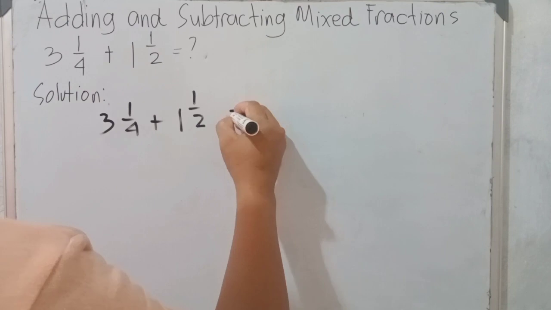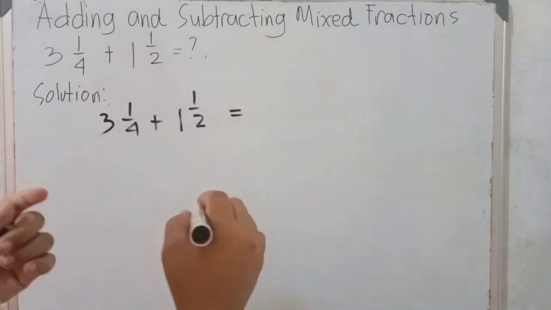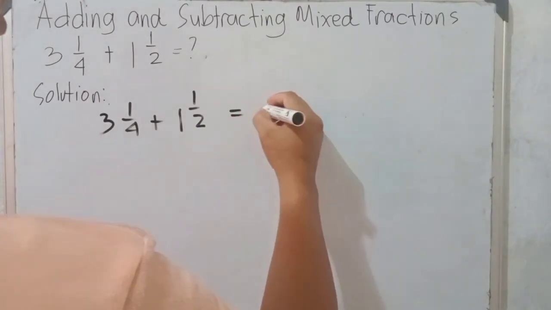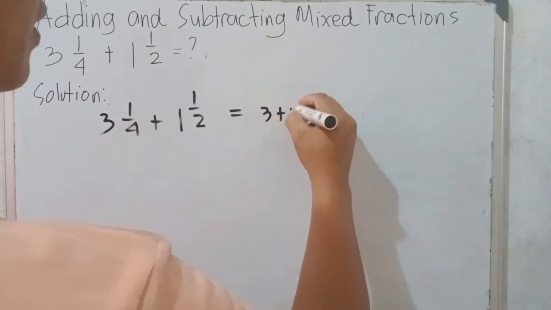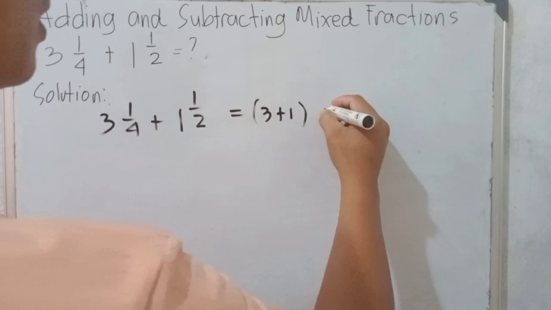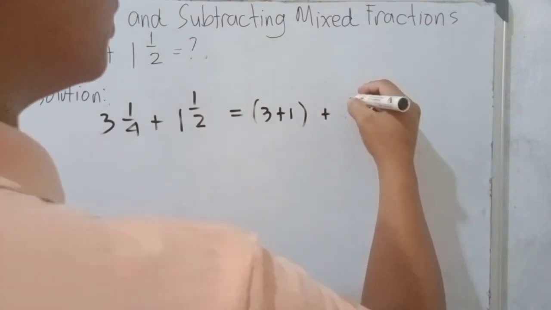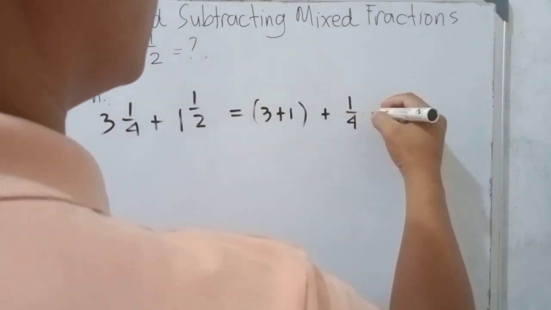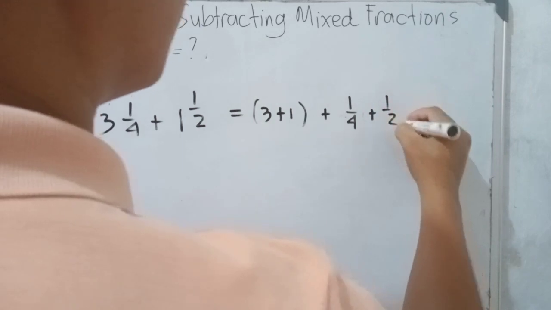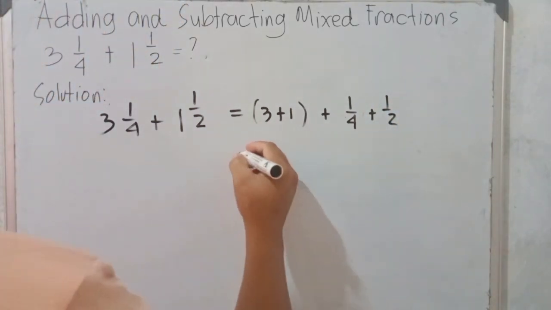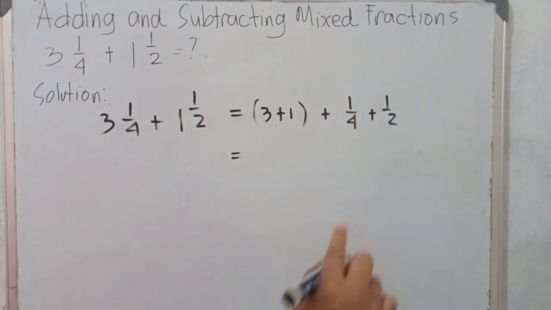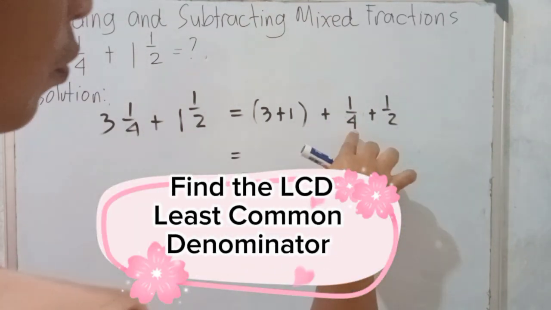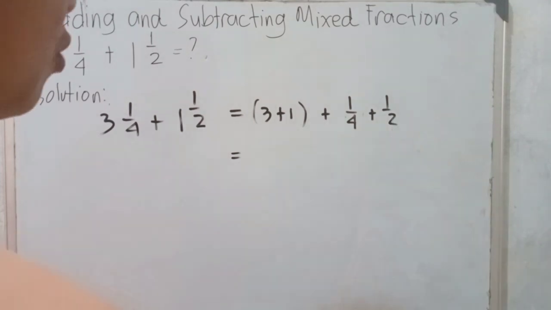Next, we separate the whole number and the fraction. 3 plus 1, plus 1/4 plus 1/2. So next, we find the LCD of 4 and 2, because it is a mixed fraction.